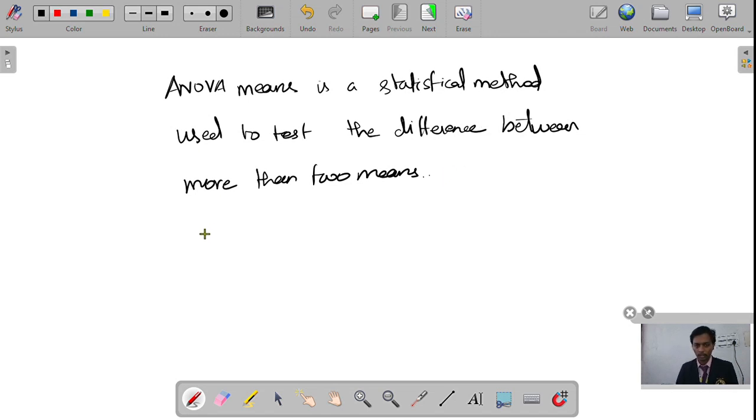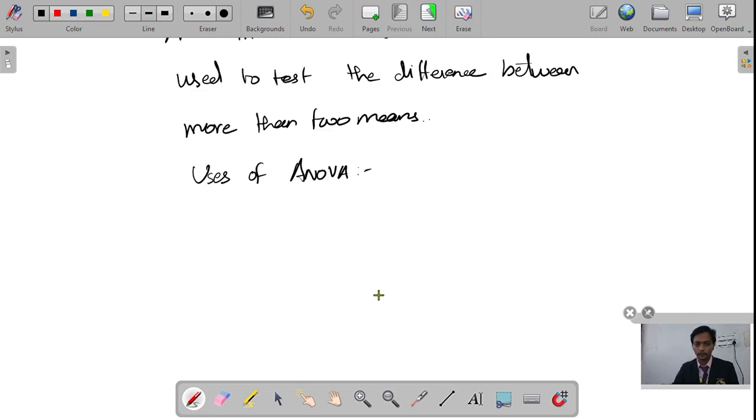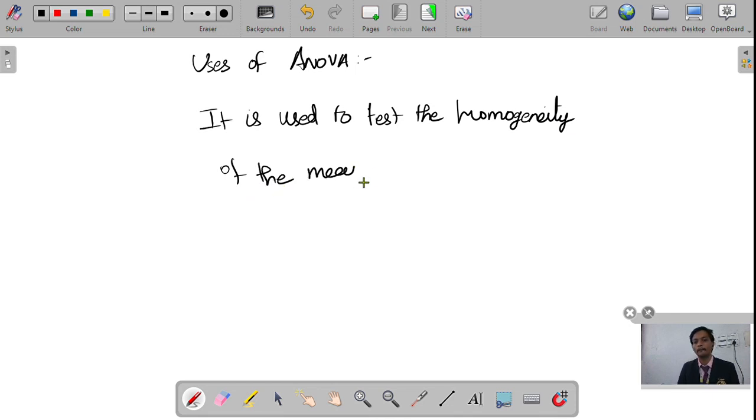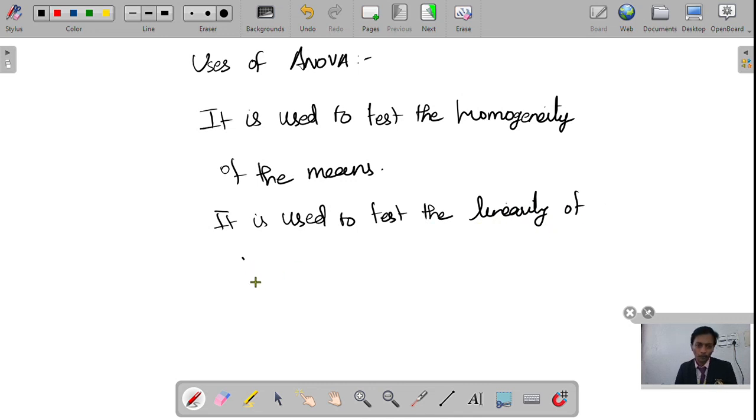The uses of ANOVA. It is used to test the homogeneity of the means on one side, and second, it is used to test the linearity of the regression lines. So these are the two uses of the ANOVA table.